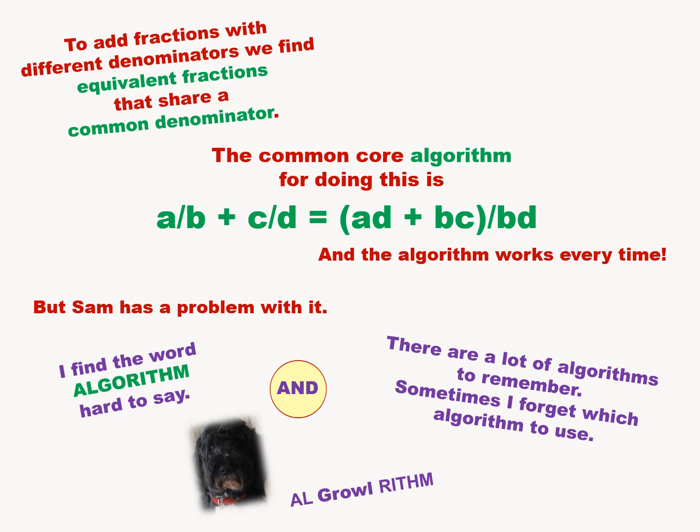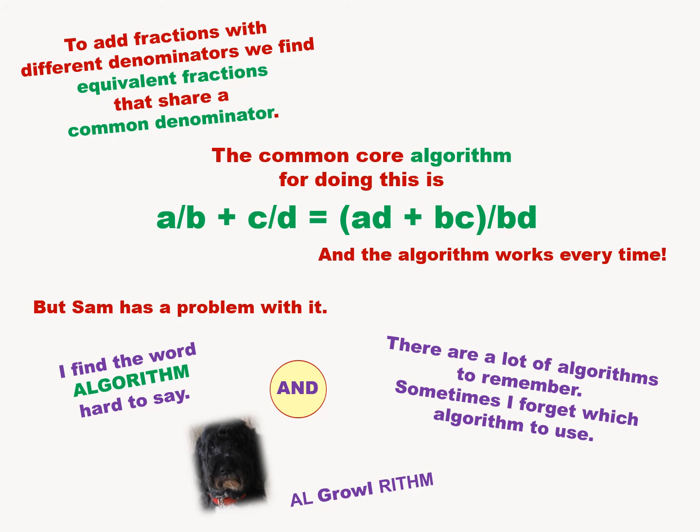The algorithm is A over B plus C over D equals the quantity AD plus BC over the denominator B times D. The algorithm will work every time. But Sam has a problem with it. First of all, Sam has a very difficult time saying the word algorithm. And he also thinks that there are a lot of algorithms to remember. Sometimes he does forget which algorithm to use.